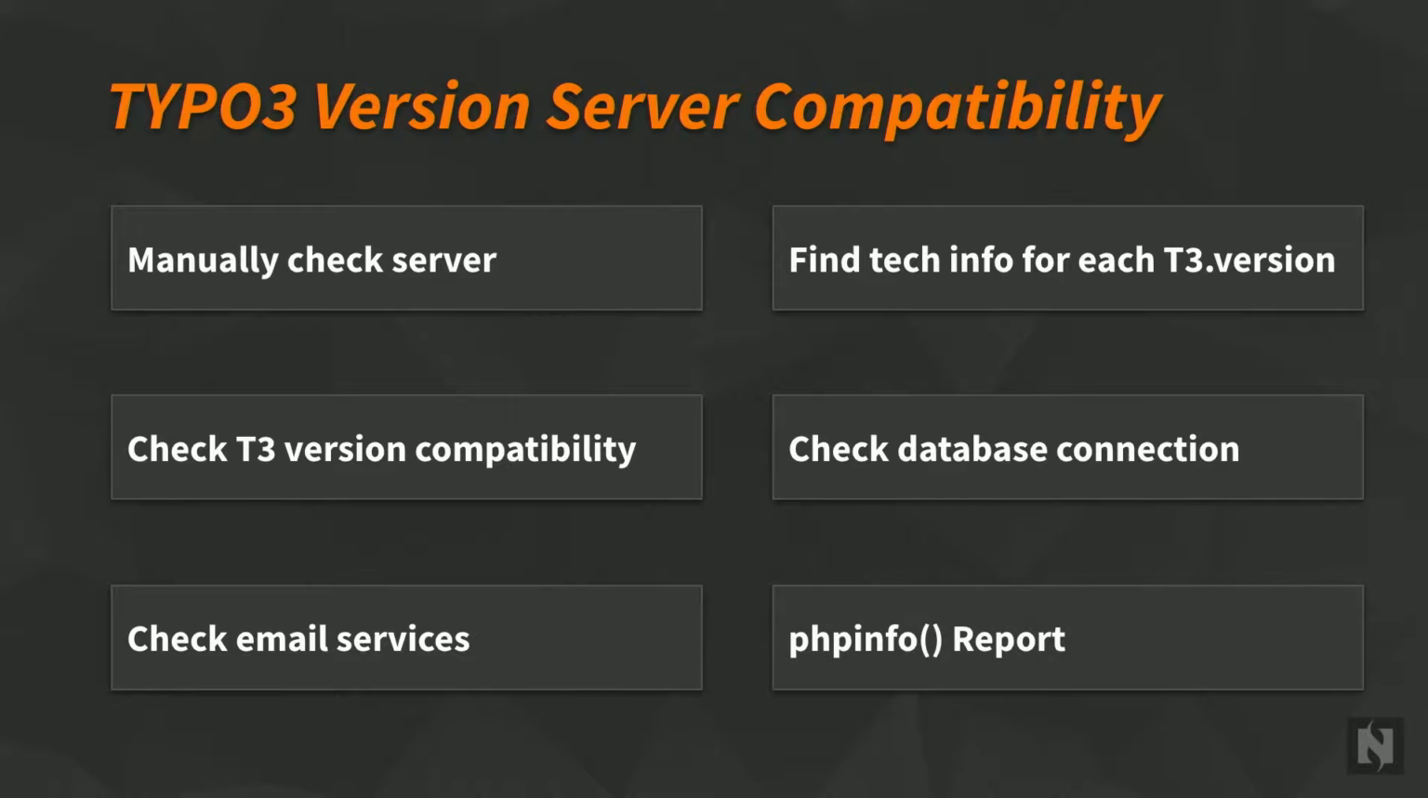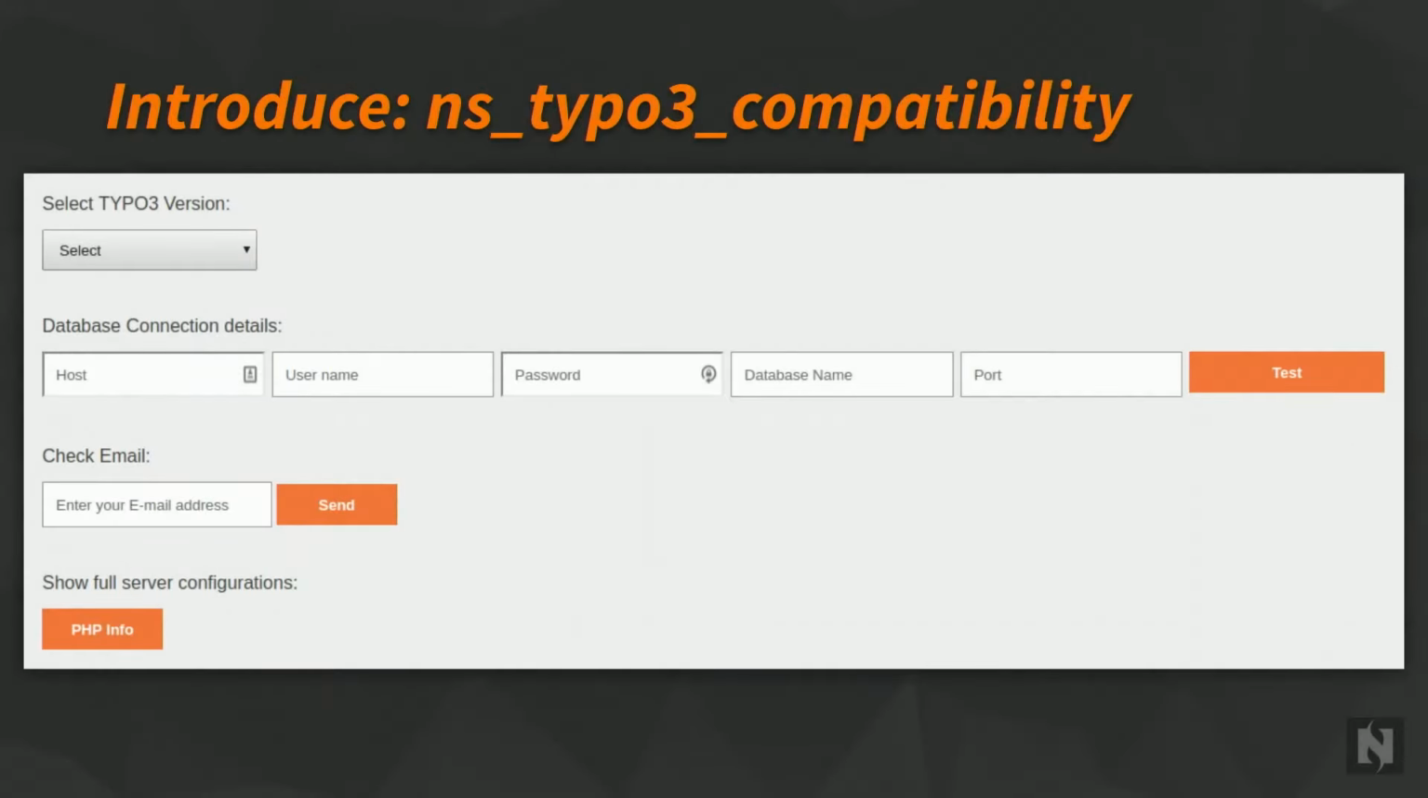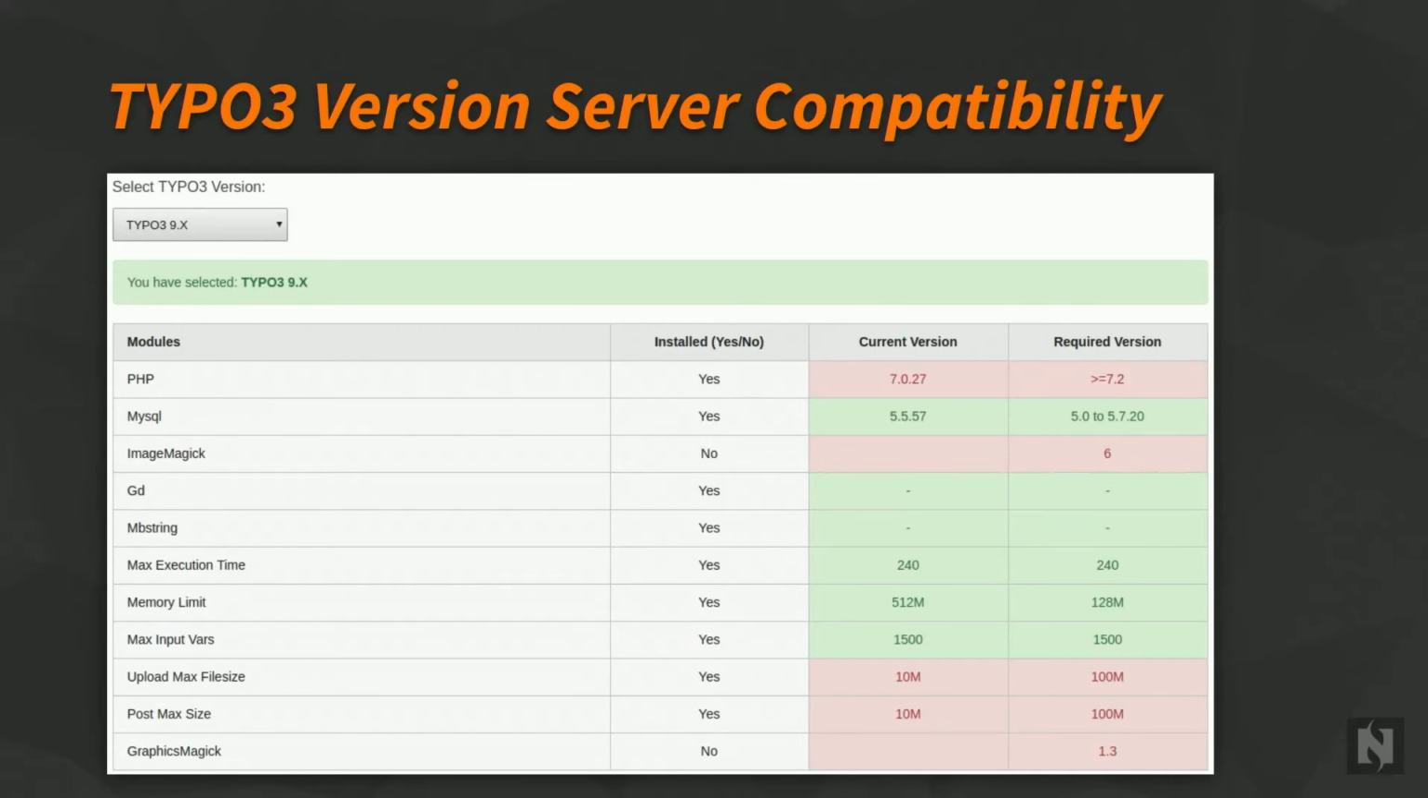And the phpinfo is there. So this is a small toy program. You just need to select the TYPO3 version, and you will get this information. For example, you have selected TYPO3 version 9. Then it will give the report: the server has 7.0, but you need 7.2 for TYPO3 9. So it's quick and handy to check the server details. In the same way, MySQL and other details are there.